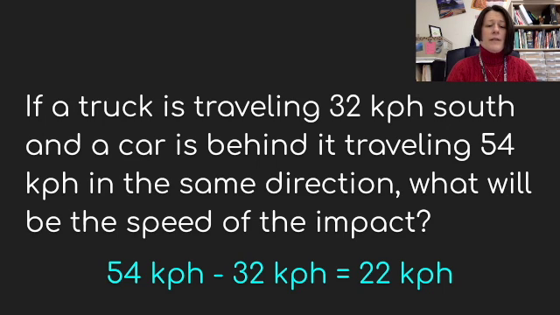We would actually subtract them. It would be 54 kilometers per hour minus 32 kilometers per hour equals 22 kilometers per hour. Their relative speed would be that. The impact would actually be 22 kilometers per hour. It would not be the full impact of both speeds. Now, if they were traveling head on, then we would add those speeds together. But if they're traveling together, we subtract them, in the same direction, I should say, if they're traveling in the same direction.